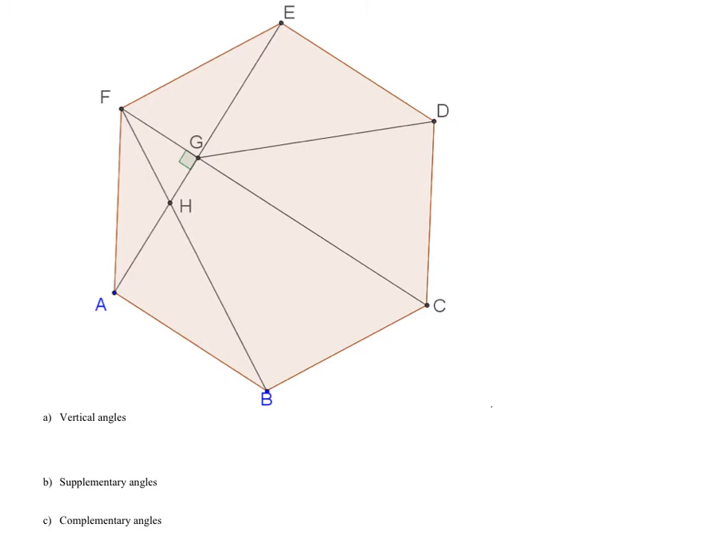So for vertical angles, I'm going to start with this intersection at H. There are two sets of vertical angles at that intersection. The one I'm going to identify is FHA. So I've got angle FHA, and again, looking at this angle through the vertex, this one is GHB.